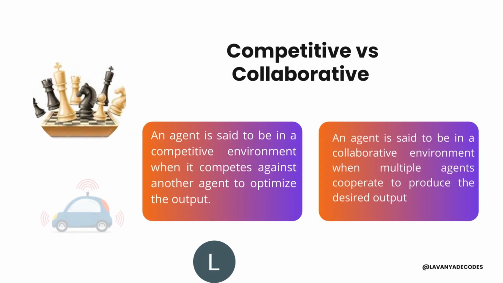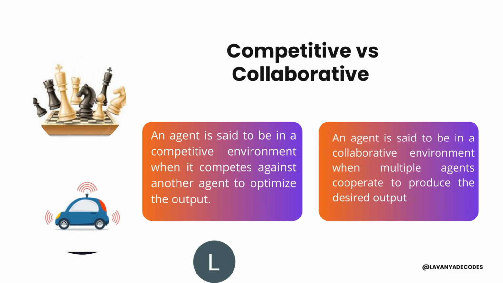Competitive and collaborative. An agent is said to be in a competitive environment in case it competes against another agent to optimize the output. The game of chess is competitive as the agents compete with each other to win the game, which is the output. An agent is said to be in a collaborative environment in case multiple agents cooperate to get the desired output. When multiple self-driving cars are on the roads, they cooperate with each other to avoid collisions and reach their destination, which is the desired output in the collaborative case.